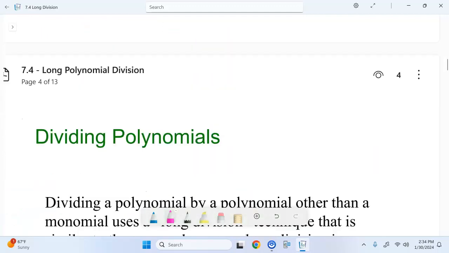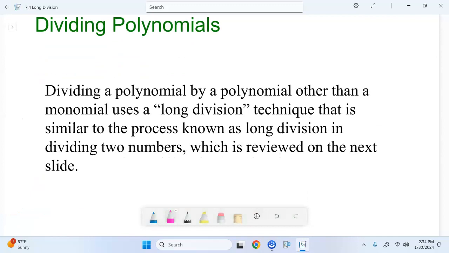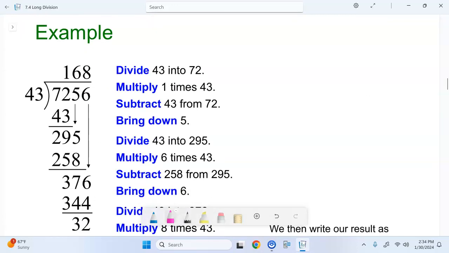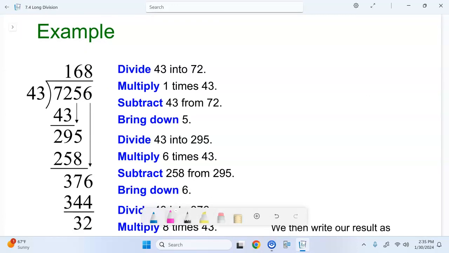Now, when we are dividing by something that's not a monomial, we're going to mirror the standard long division algorithm for dividing two numbers. So here's an example of our traditional long division, with just integers. And this is the process of saying, okay, let's take 7,256 and divide it by 43.